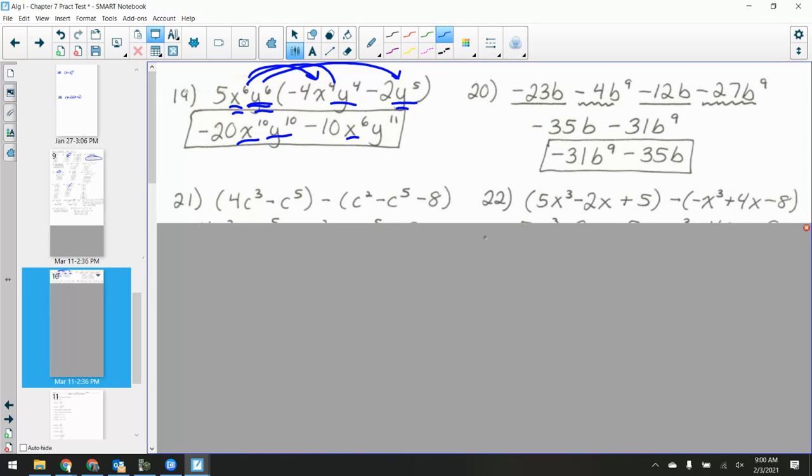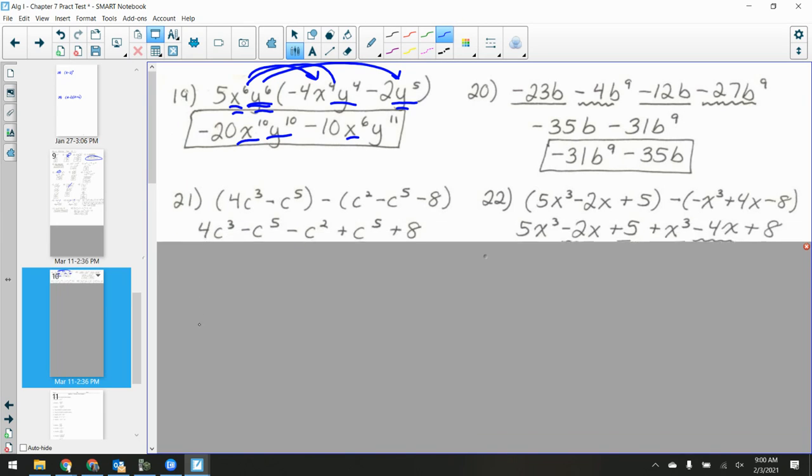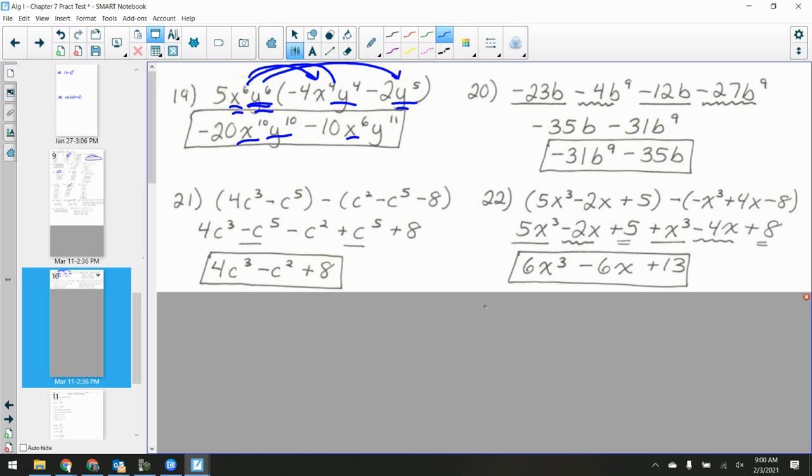No. Do not do anything with the power. See, this is why you need to do your homework. Negative 6x. Don't change the like term. 5 minus a negative 8. What's minus a negative turn into? Plus. Minus a negative is a plus. 5 plus 8 would get us a 13. So my final answer is going to be 6x cubed minus 6x plus 13.